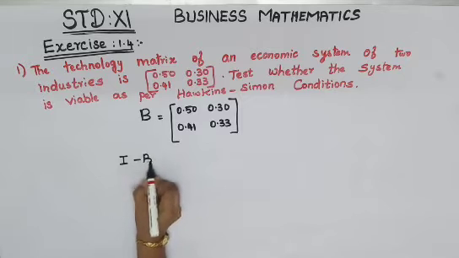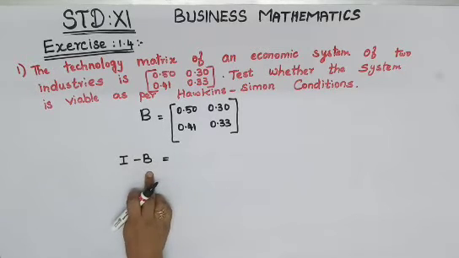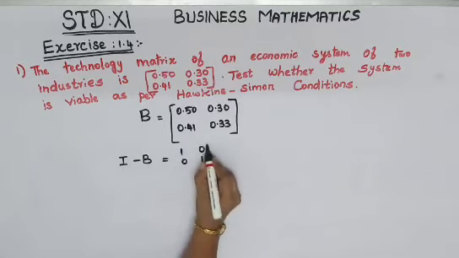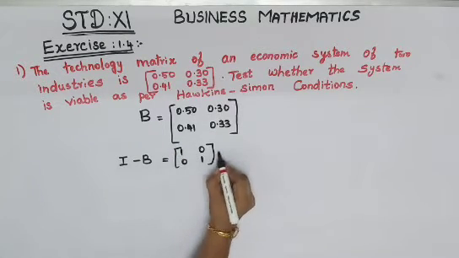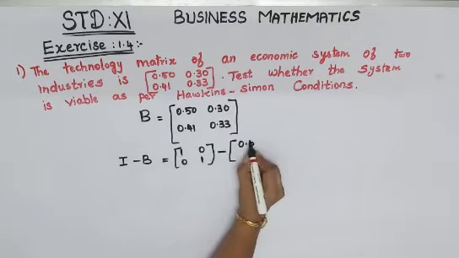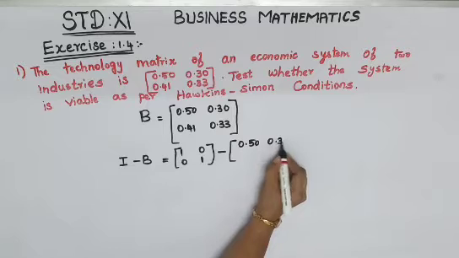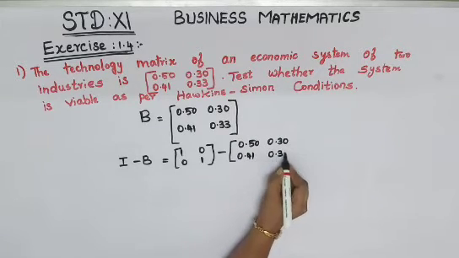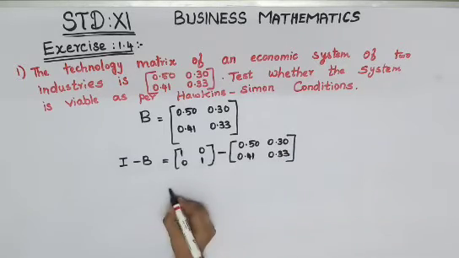I is nothing but your unit matrix, and then B is there as it is. So I is 1, 0, 0, 1, then minus the B matrix, which is 0.50, 0.30, 0.41, 0.33. So now we will have to subtract it.